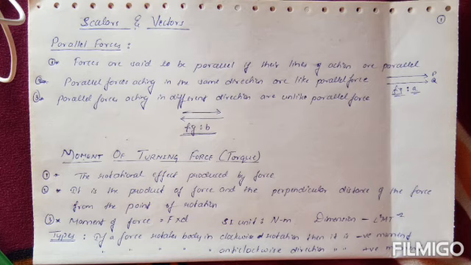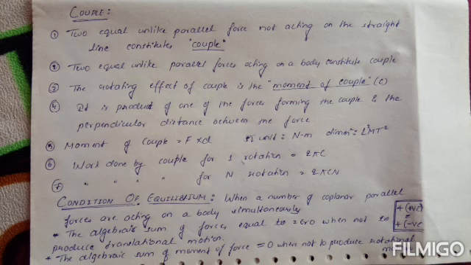And next, types of moment of torque. When a force is applied to a body, if it rotates in a clockwise direction, then it is called a negative moment, or else if the body rotates in an anti-clockwise direction, then it is called a positive moment.